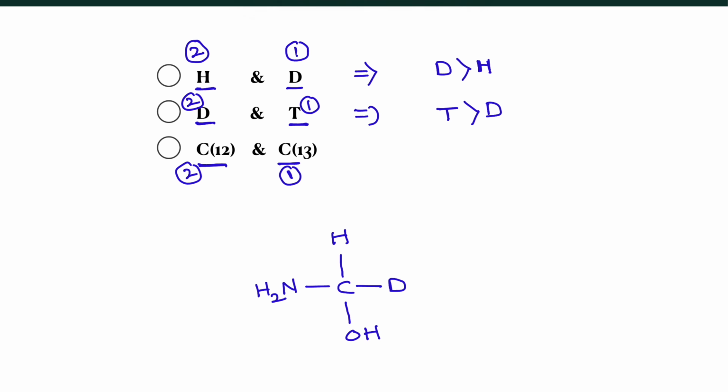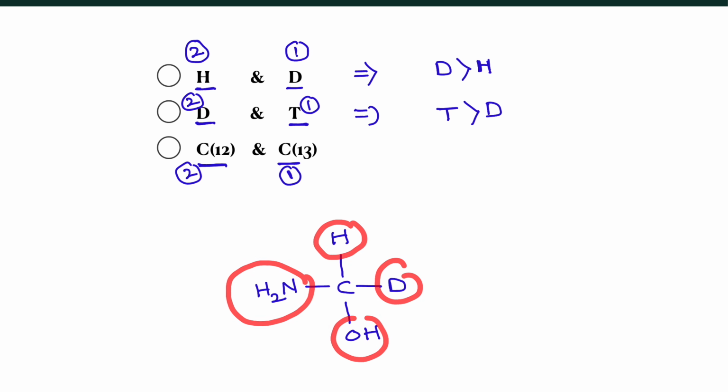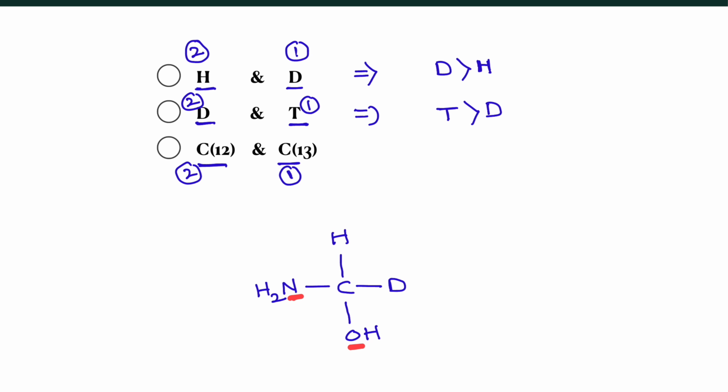If you see carefully, here we have hydrogen, deuterium, OH, NH2, with points of attachment oxygen and nitrogen. Now we have to compare oxygen, nitrogen, deuterium, hydrogen. Oxygen's atomic number is more, so this will receive first priority, this will receive second priority. In deuterium and hydrogen, since the atomic number is the same, we are considering mass number. This will receive third priority and this will receive fourth priority.